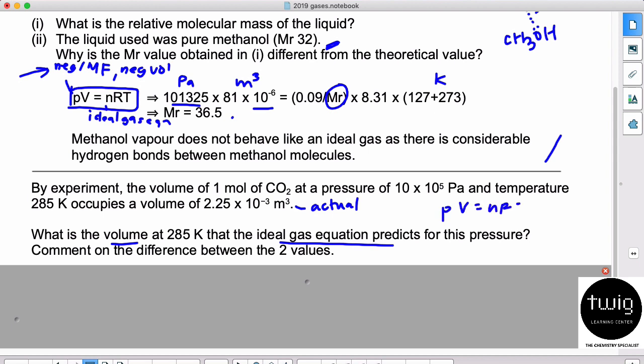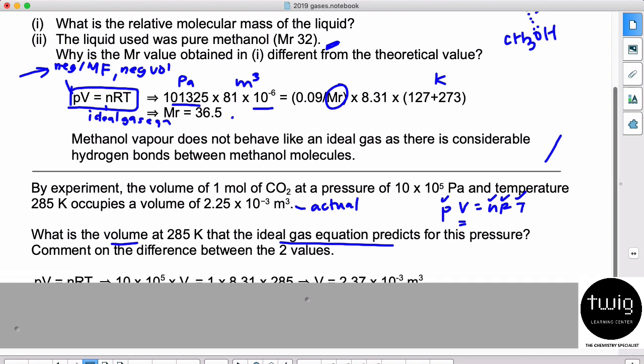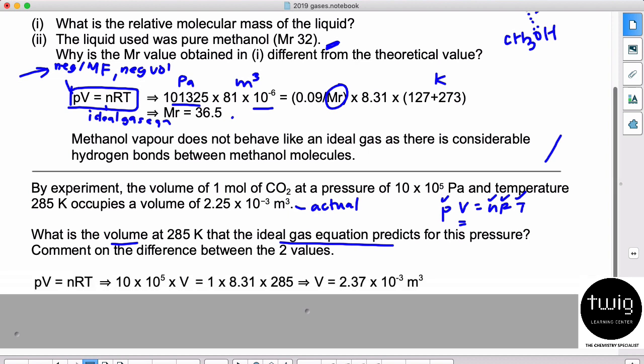So use PV = nRT. Sub in the values for P, n, R and T, and then find out V. Don't use this V, sub in everything else but that V. Let's see what you get. The pressure, use the pressure. The volume you don't know, so let it be V. The moles is 1 mole. The temperature they give you in Kelvin, that's fine. Then your V is this.